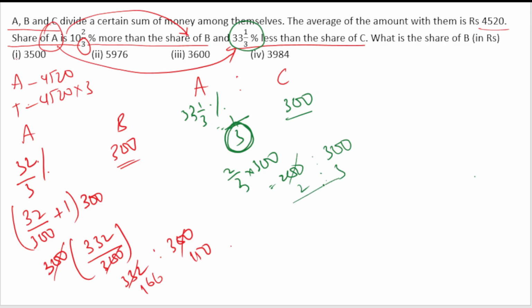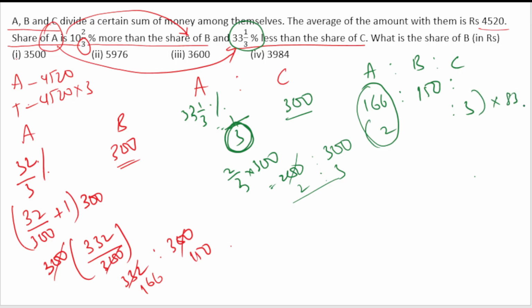So we'll combine these two ratios. A is to B is to C is equal to 166 is to 150, and the A is to C ratio is 2 is to 3. So we have to make these two numbers same. In the second ratio, we will multiply with 83 so that we can get here 166. So the final ratio will be 166 is to 150 is to 249. This is the ratio of A is to B is to C.